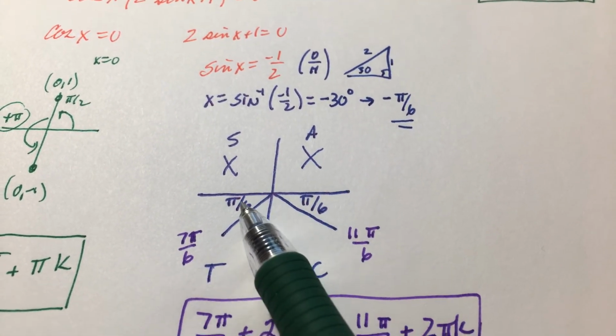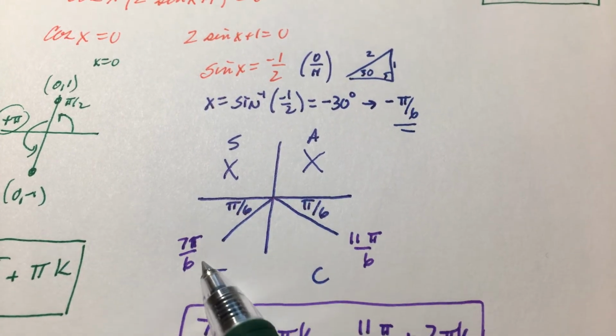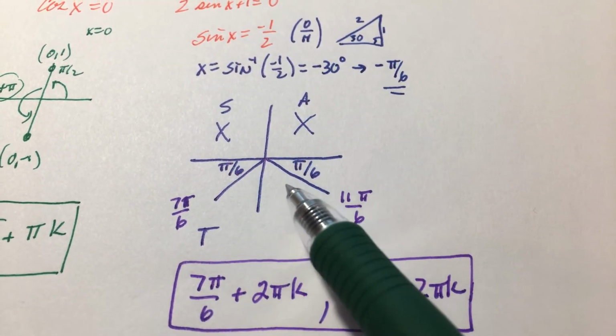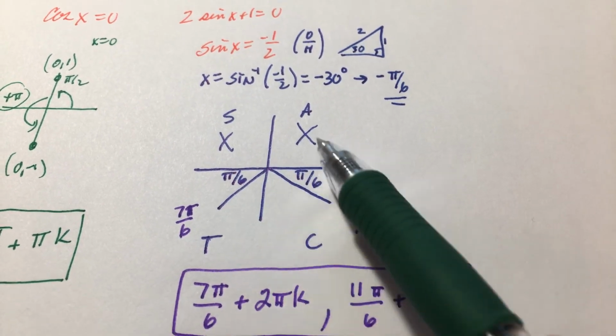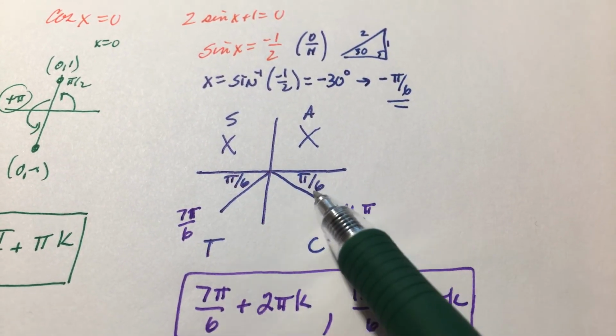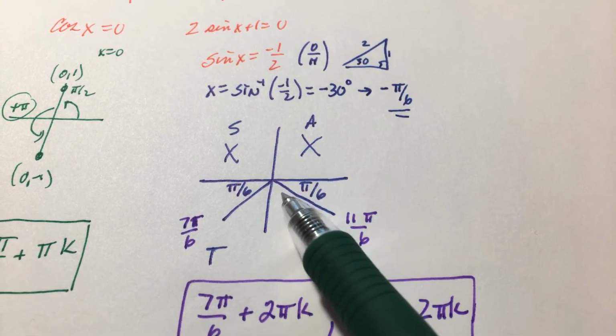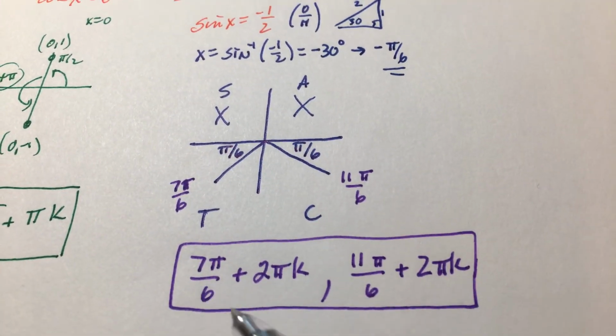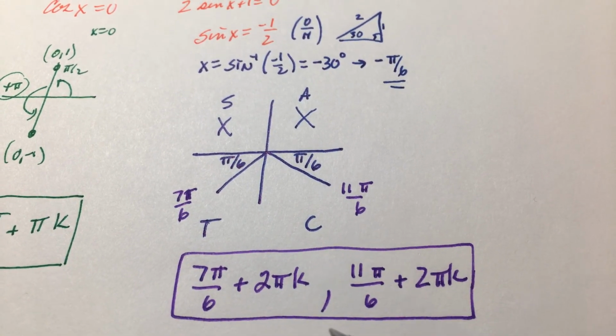Then it's up to you to copy it over here and then get 7 pi over 6 and 11 pi over 6. And like number 1, you can't add 90 or add 180, so you got to go around one time on this one, 2 pi, and got to go around one time on this one, because there's no common difference between those two. Okay. And it's 7 pi over 6 and 11 pi over 6 plus 2 pi k.